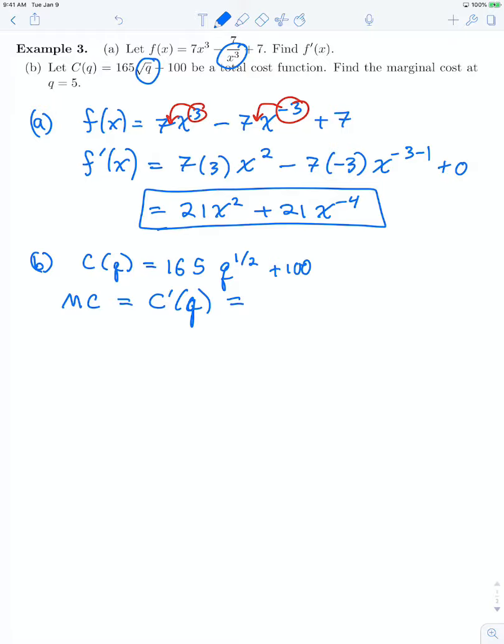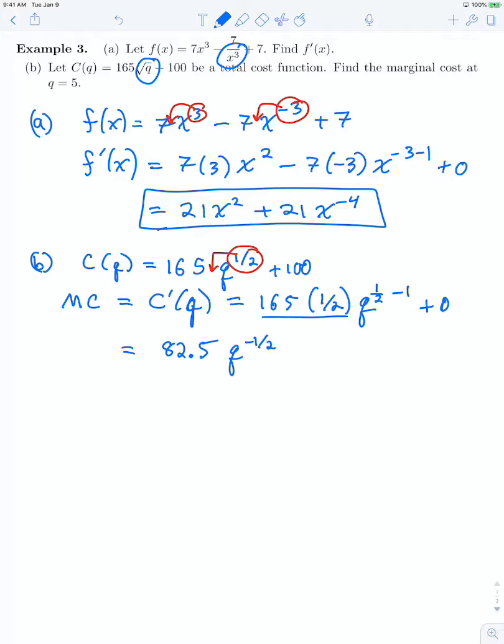And so I should be looking at my usual derivative rules, the same rules as before. The 1/2 should come down in front, and then I should subtract 1 from 1/2. So this is 165 times 1/2. And again, if you're at all confused about the subtracting, just write it out right on top of that q. So 1/2 minus 1, and then again plus 0 at the end. I will clean this up a little bit. This is 82.5, when you multiply 165 times 1/2, q to the negative 1/2.